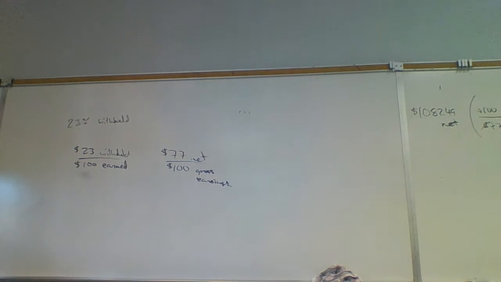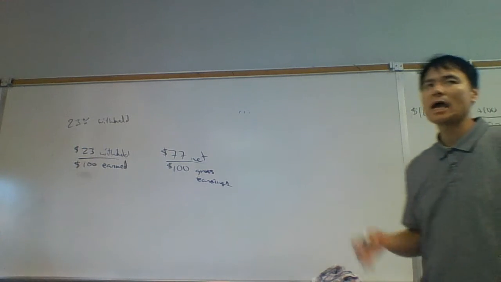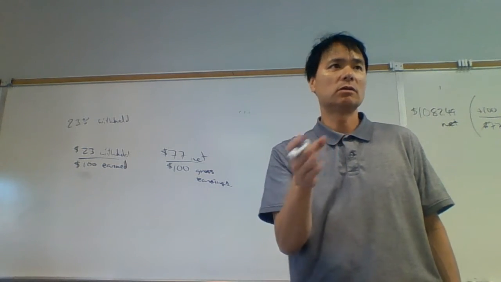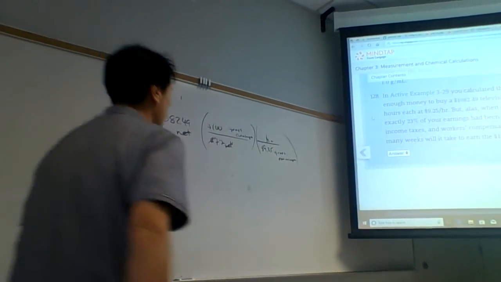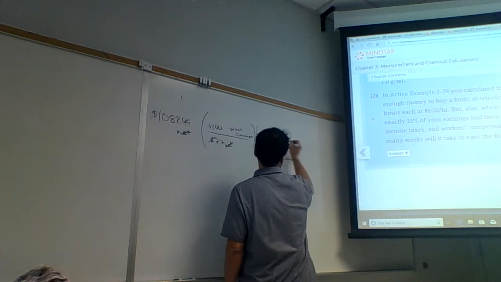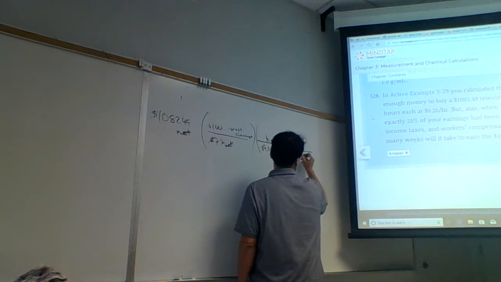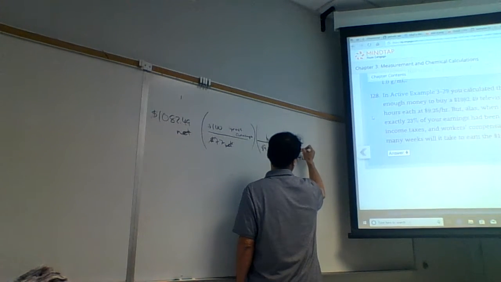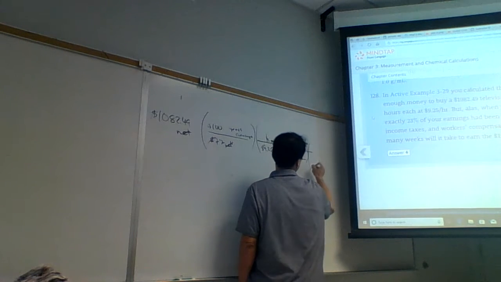So $9.25, and then the rest is pretty much the same, except in this particular problem we had to add additional labels to the quantities, otherwise it's hard to solve. And so what do we do from here? We go from hours to shifts, and then shifts to weeks.